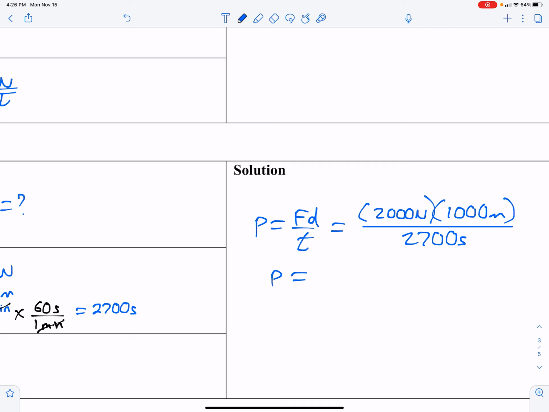Pause the video and practice this calculation yourself. If you do this right, you should come up with about 741 watts of power. And again, you can write it as a W, or you can write out the word watts. Either is correct.